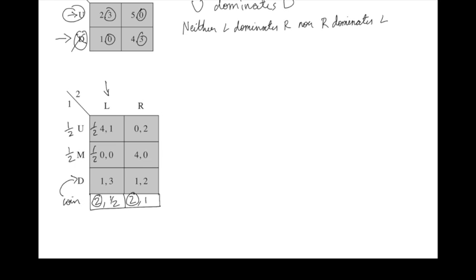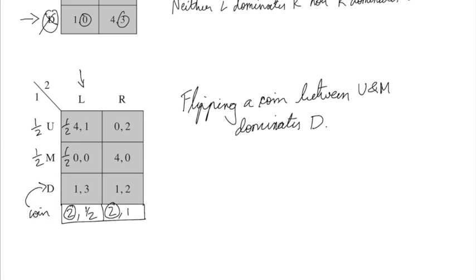So flipping a coin between U and M dominates D. In other words, you can have dominance by a mixed strategy, not just a pure strategy. So in particular, you can have a pure strategy that is not dominated by any other pure strategy, but it is dominated by some mixed strategy.